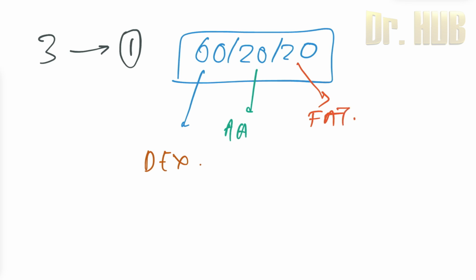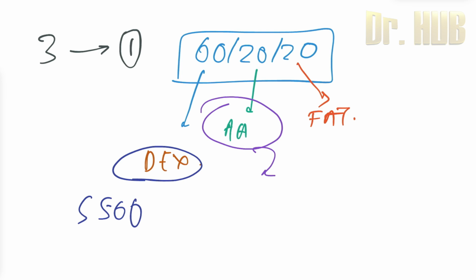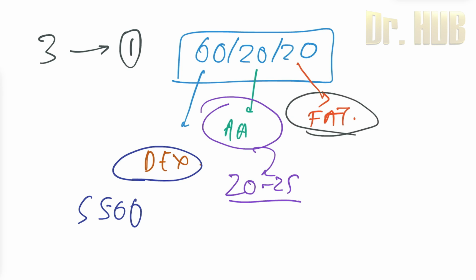The calories from dextrose are about 55 to 60. The calories from amino acid are 20 to 25. The calories from fat are about 20%. So the three components are dextrose, amino acid and fat, DAF.